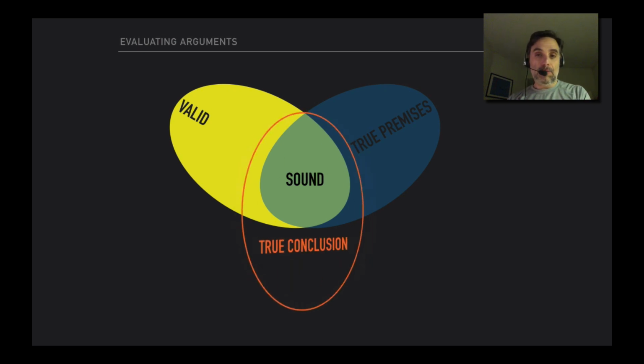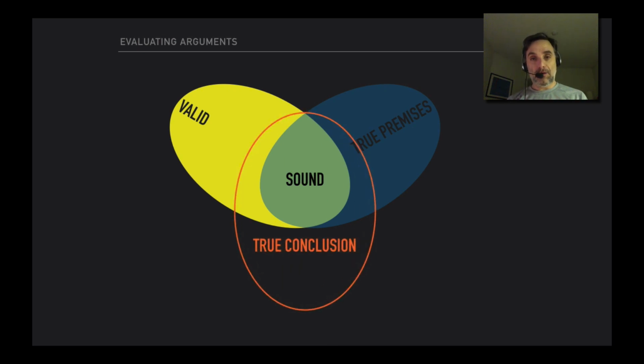But there are lots of other arguments with true conclusions besides the sound arguments. All of the sound arguments have true conclusions, so they're inside of the orange circle, and it's because all of them are inside the orange circle that sound arguments are guaranteed to have true conclusions. But other arguments can have true conclusions as well. Valid arguments with false premises can have true conclusions. Arguments that have true premises but are invalid can have true conclusions. So I want to just give some examples of some of these.